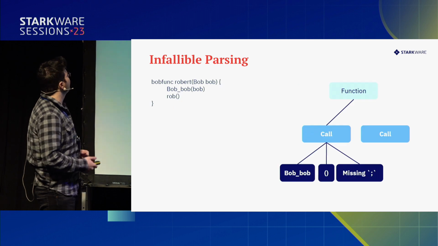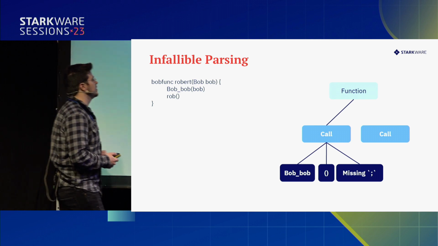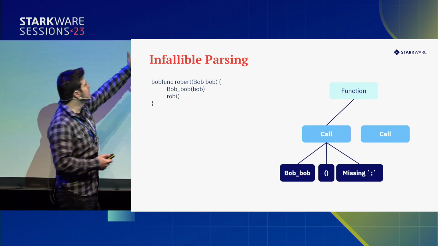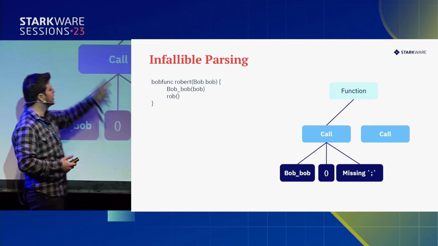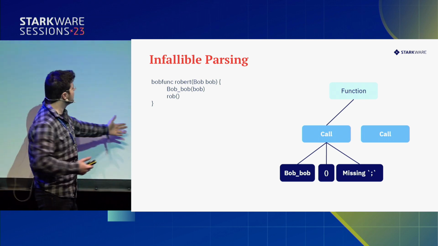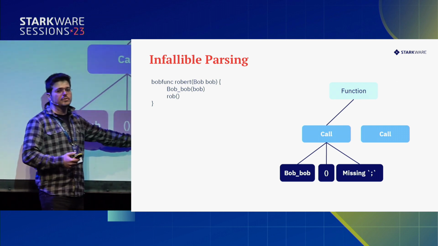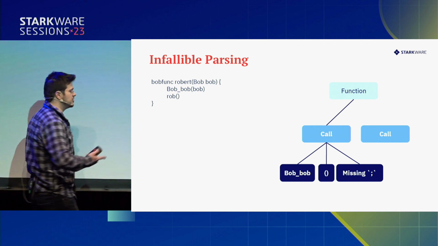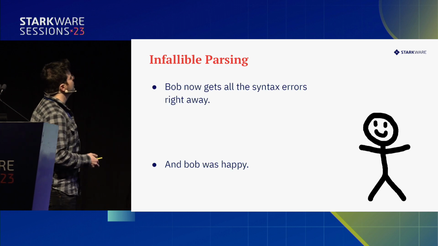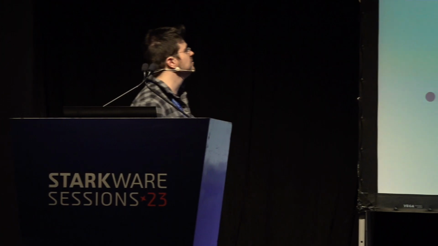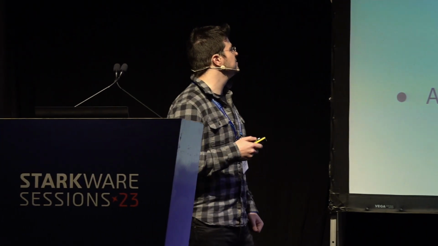All right. So here's an example. For this code we saw at the beginning, the syntax tree might look like this. It might have a function. Inside this function, he has statements like call and call. Inside this call node, he has the name of the function, the parameters list, and a node that was supposed to be a semicolon is now just a missing semicolon. So it's a partial syntax tree. It has a missing node. All right, he does it. Bob now gets all the syntax errors right away. And Bob was happy. Has a nice compiler.